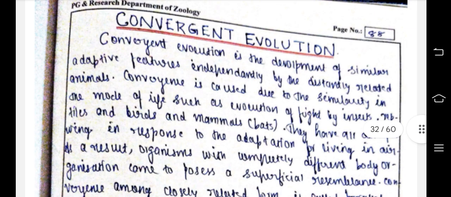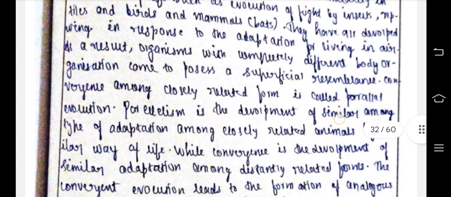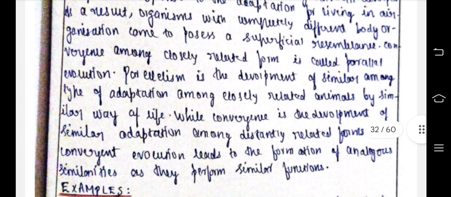Convergent evolution. Convergent evolution is the development of similar adaptive features independently by distantly related animals. Convergence is due to similar ways of life. Evolution of flight by insects, reptiles, birds and mammals: they have all developed wings in response to adaptation for living in the air. As a result, organisms with different body organization come to pose a superficial resemblance.